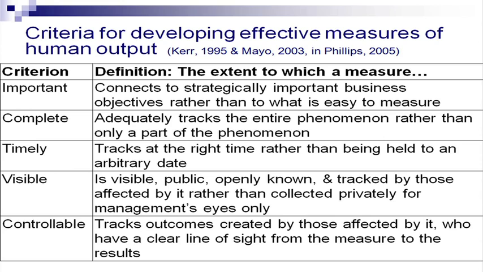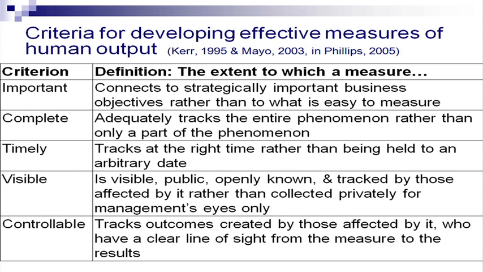Some criteria for developing effective measures of human output. In this book by Phillips, I found a reference to work by Kerr in 1995 and Mayo in 2003, and some criteria that have been suggested are: one, whatever we are proposing, the parameters that we are suggesting, need to be important, which means that the parameter needs to connect to strategically important business objectives rather than to what is easy to measure.